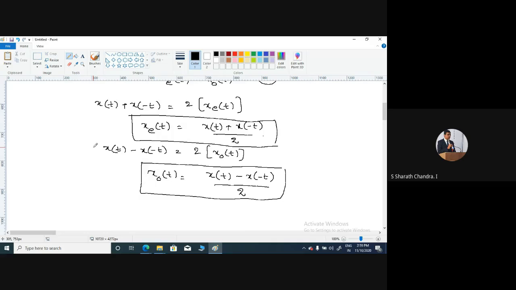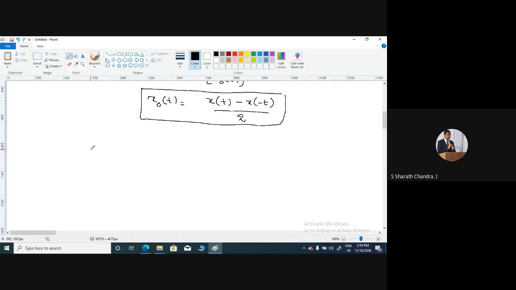Similarly, this can be adapted for discrete time signals as well. You can always write xe of n is equal to 1 by 2 times x of n plus x of minus n. And for the odd component of a discrete time signal, you can use the same approach and write xo of n as 1 by 2 times x of n minus x of minus n.